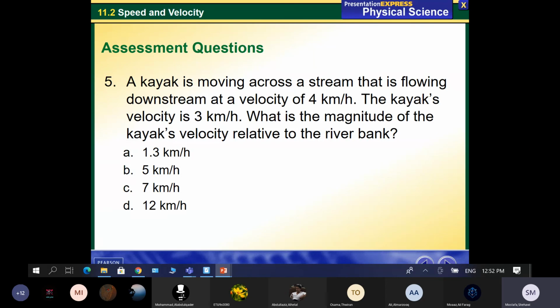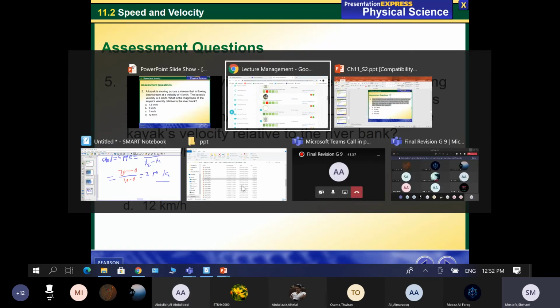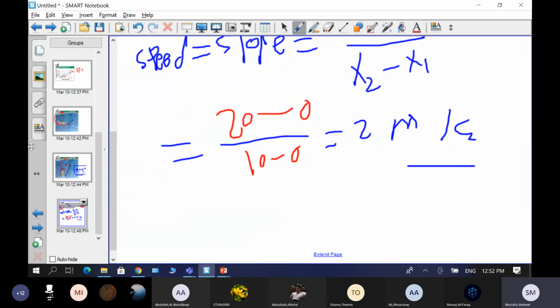A kayak is moving across a stream that is flowing downstream at a velocity of 4 km per hour. The kayak's velocity is 3 km per hour. What's the magnitude of the kayak velocity relative to the river bank? Magnitude. What is the magnitude? Let me show it to you. We just solved something similar to it here.